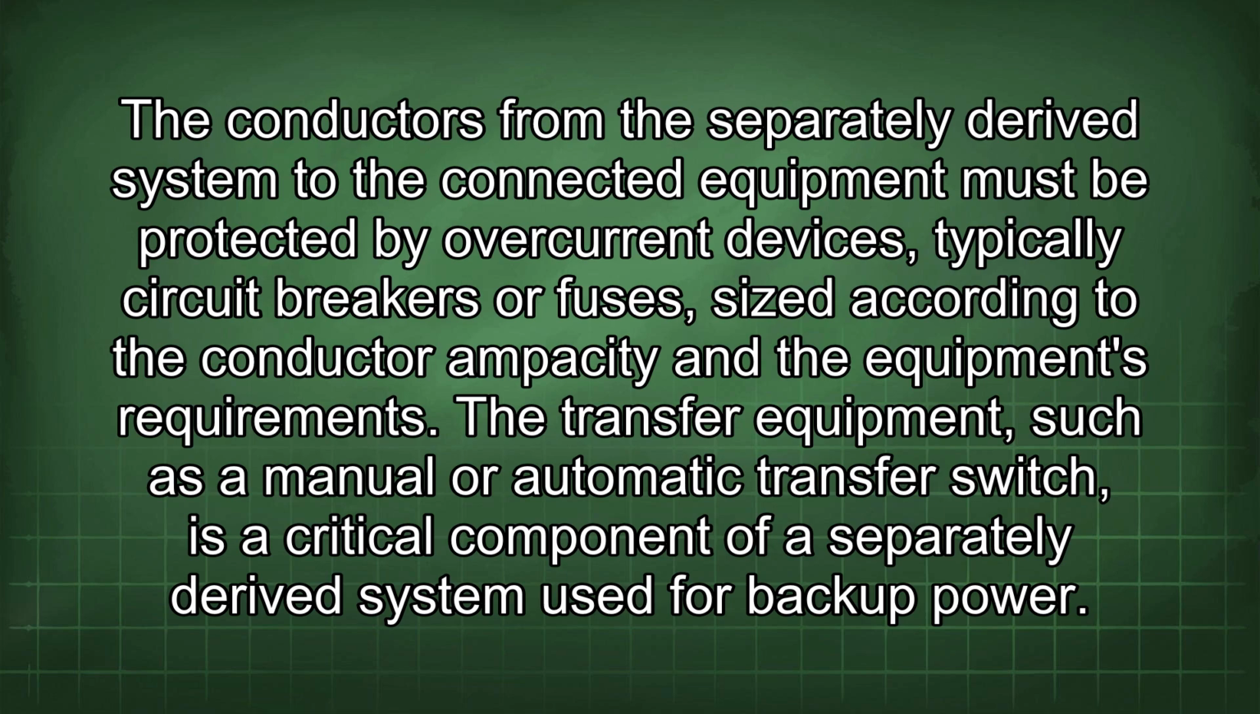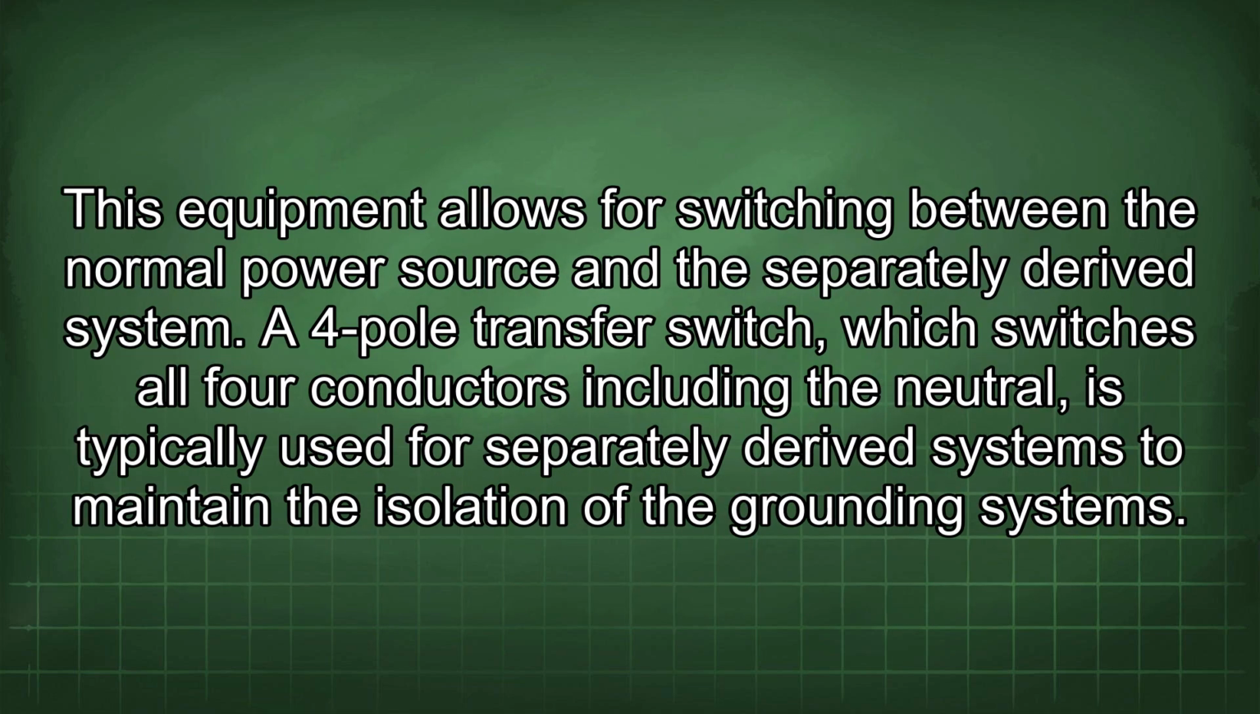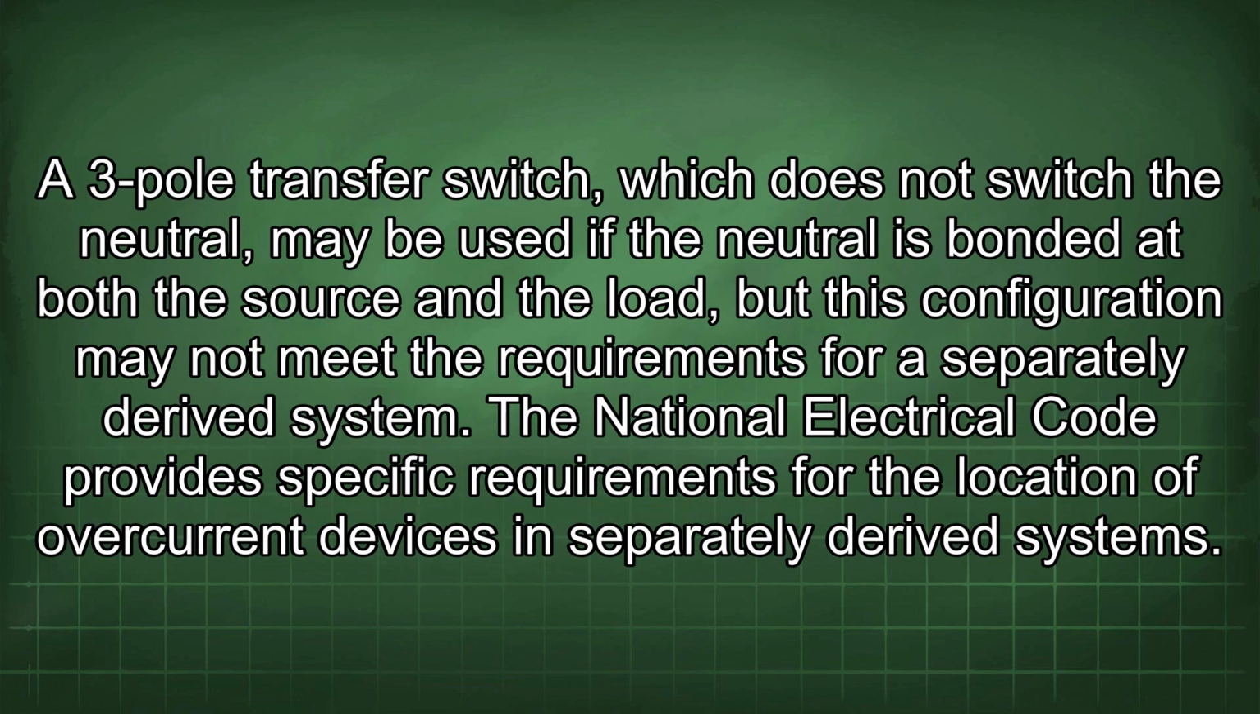The transfer equipment, such as a manual or automatic transfer switch, is a critical component of a separately derived system used for backup power. This equipment allows for switching between the normal power source and the separately derived system. A 4-pole transfer switch, which switches all 4 conductors including the neutral, is typically used for separately derived systems to maintain the isolation of the grounding systems. A 3-pole transfer switch, which does not switch the neutral, may be used if the neutral is bonded at both the source and the load, but this configuration may not meet the requirements for a separately derived system.